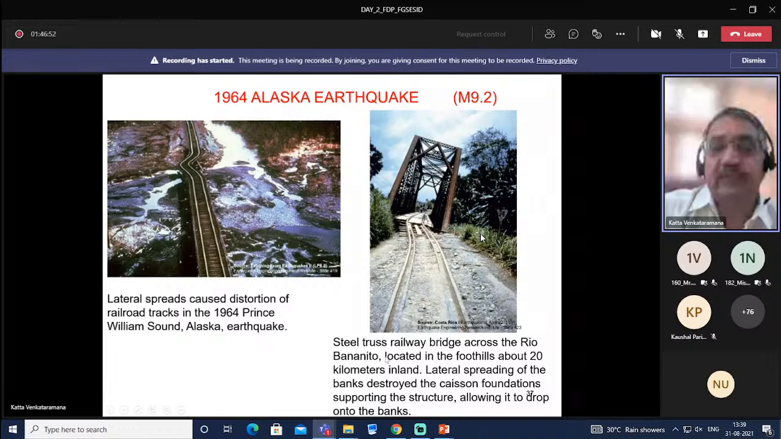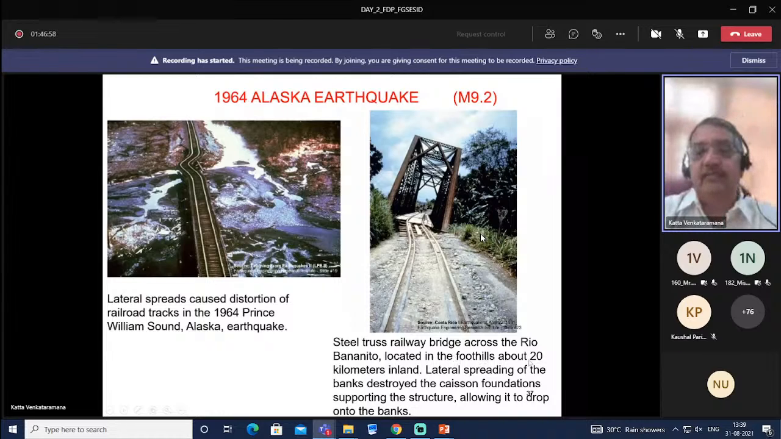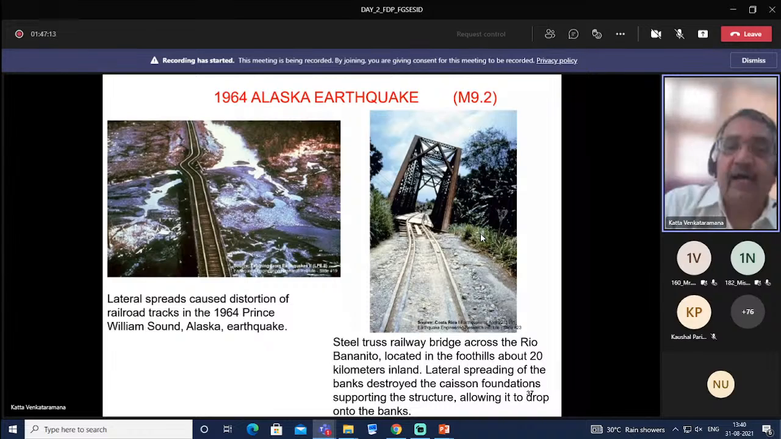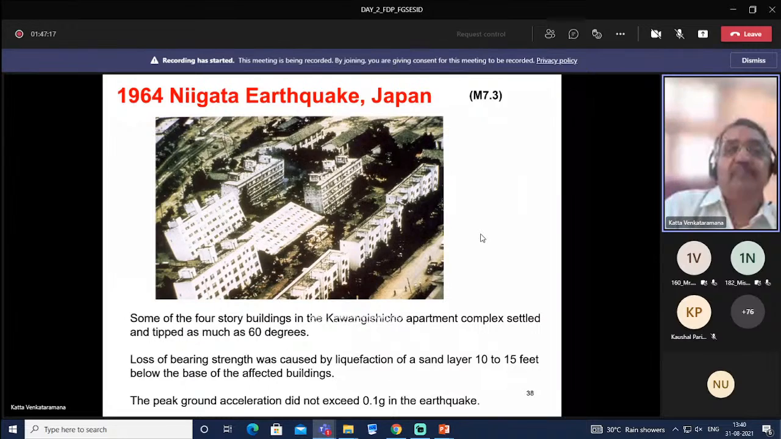Right-hand side shows the steel truss railway bridge across the Rio Bananito, located in the foothills about 20 kilometers inland. Lateral spreading of the banks destroyed the caisson foundation. The caisson foundation supporting this structure has been destroyed, allowing the bridge to drop on the banks.